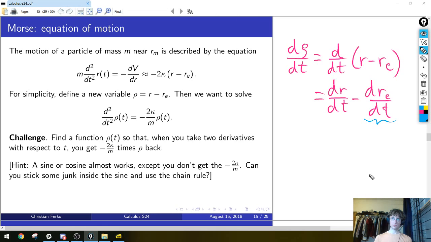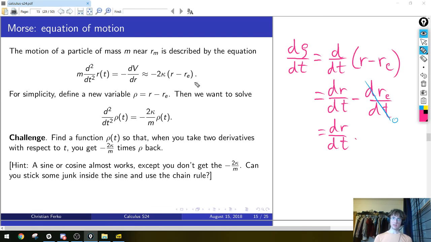I have no idea what just happened. So I'm changing variables here. I just defined a new variable rho, which is the thing in parentheses. Good. So it's going to be 0, because r sub e is a constant, so that thing is 0. All I'm saying is that since this thing is 0, the derivative of rho is the same as the derivative of r.